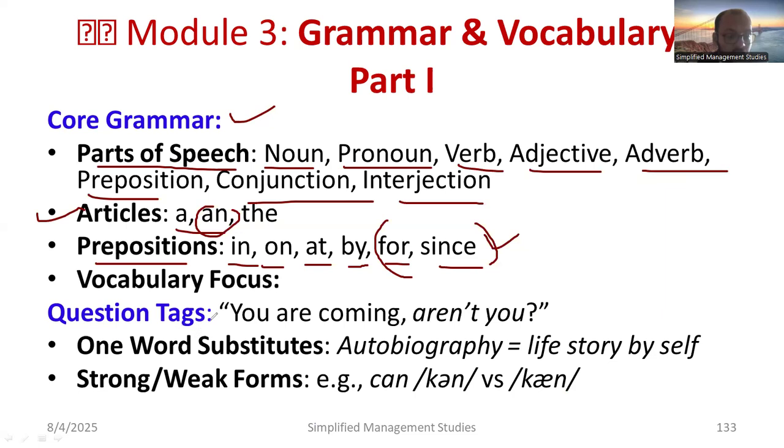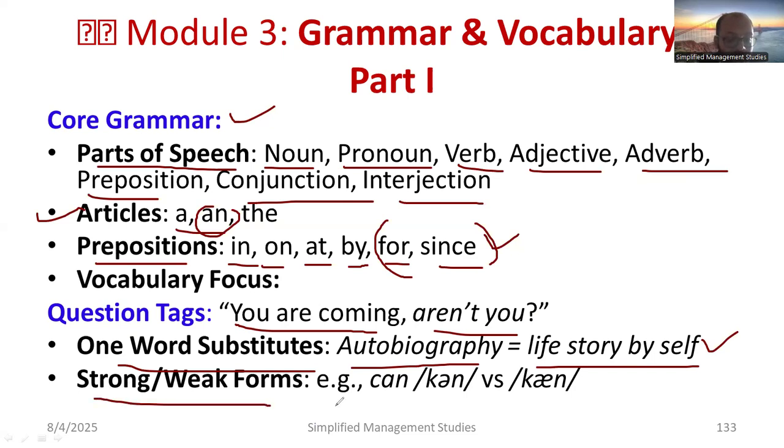Vocabulary focus. Then question tags: you are coming, aren't you? It's a positive sentence, so whenever you are forming the question tag, it must be negative. That you have to remember. One word substitution: autobiography is nothing but the life story written by oneself. Such kinds of one word substitutions you also have to remember. Strong and weak forms: can versus can. So remember those particular points.